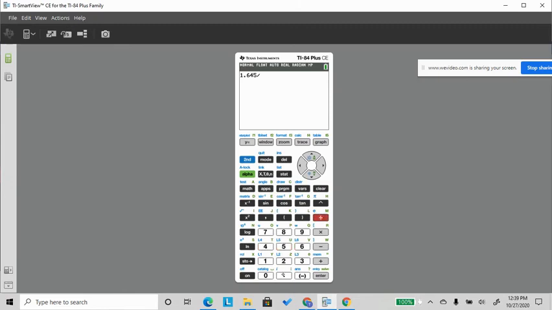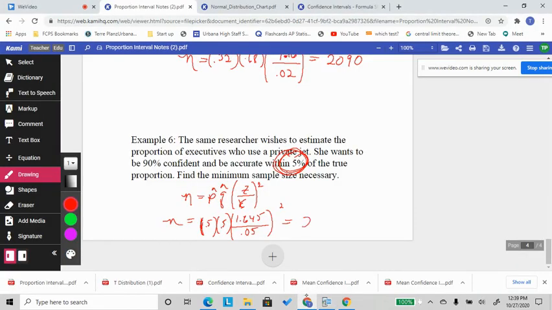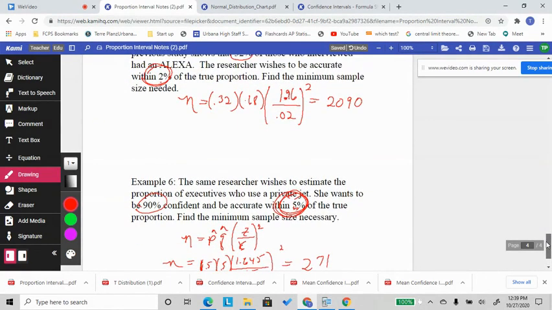1.645 divided by 0.05, square, times 0.5 times 0.5, enter, you get 271. This one's lower because you're allowing yourself less confidence and higher error. So you have a lower sample size. This one had such a high sample size because you had a lower error and you had a higher confidence.